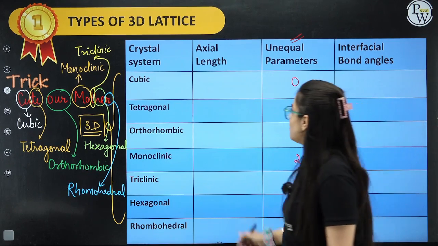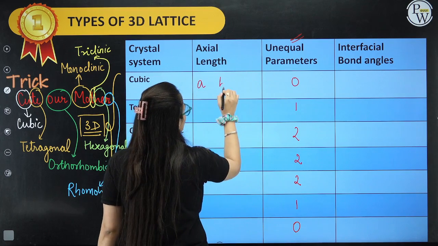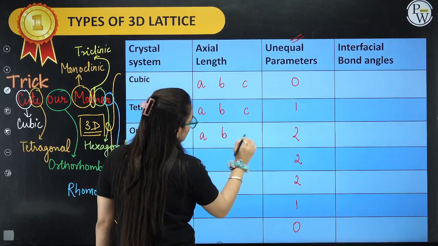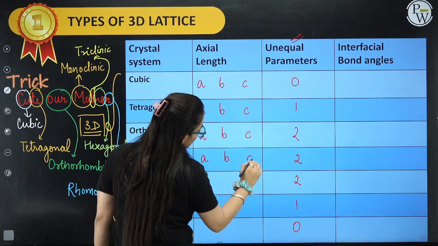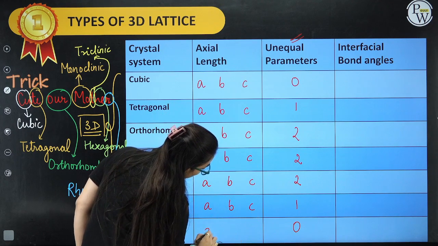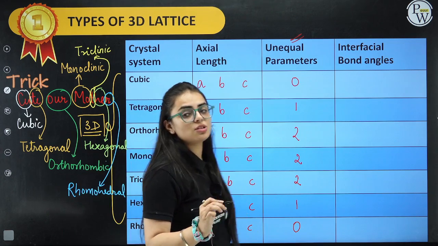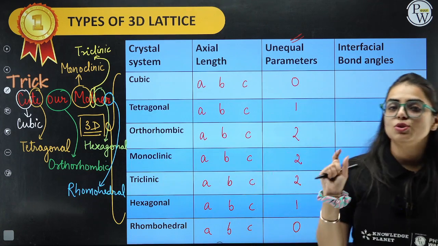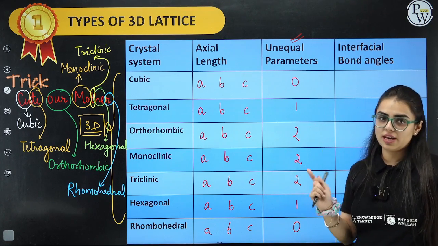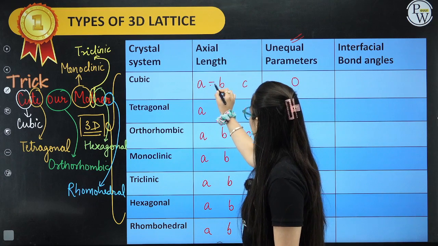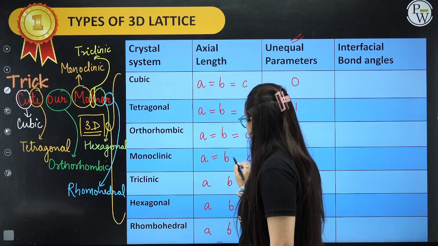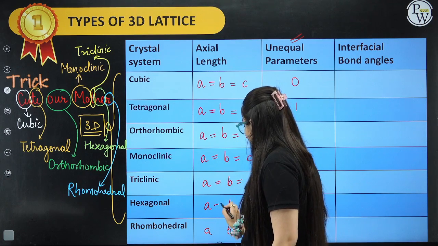Now, what's next? You have to write axial lengths. That means a, b, c. About a, b and c you are going to tell. Again I am telling, a is the distance between two atoms on the x-axis, on the y-axis it will be b and c on the z-axis. Now write an equal to sign in all of them. I guess everybody has written them.